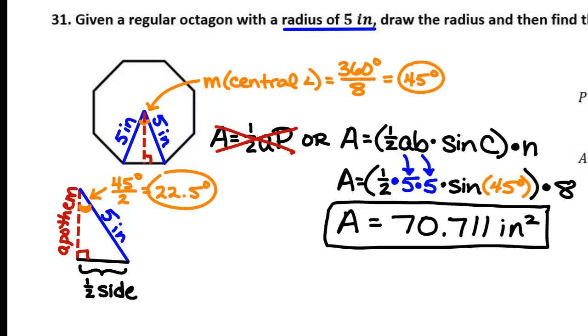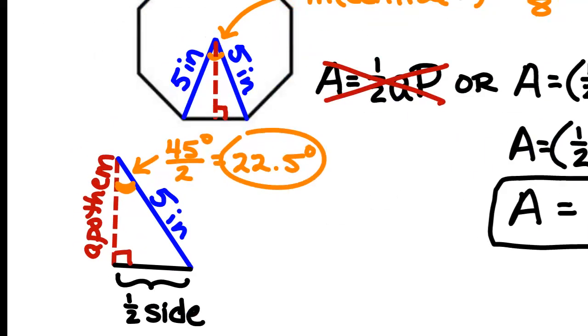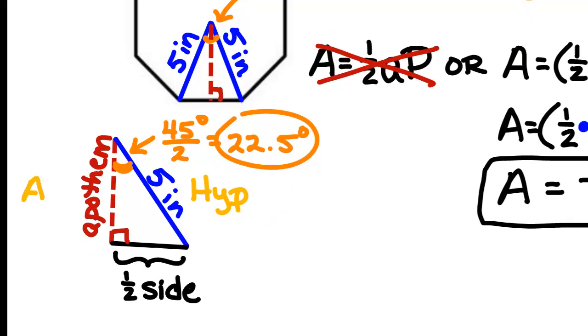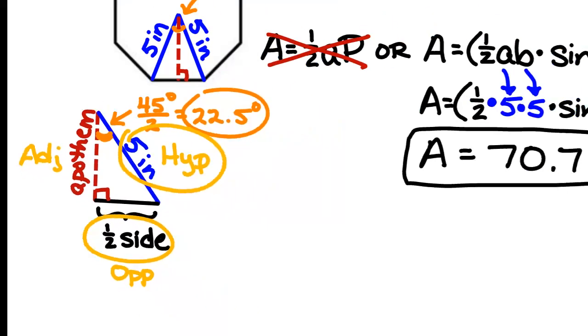We can't do a squared plus b squared equals c squared because my problem is that I only have a number for one side. SOHCAHTOA. We're going to pull out SOHCAHTOA, which means I need to label my sides. Which side up here is the hypotenuse? The 5 inches, the radius. The apothem is which side? Adjacent. So this one down here is the opposite side, and that's actually what we want to find. We want that. We know this one.